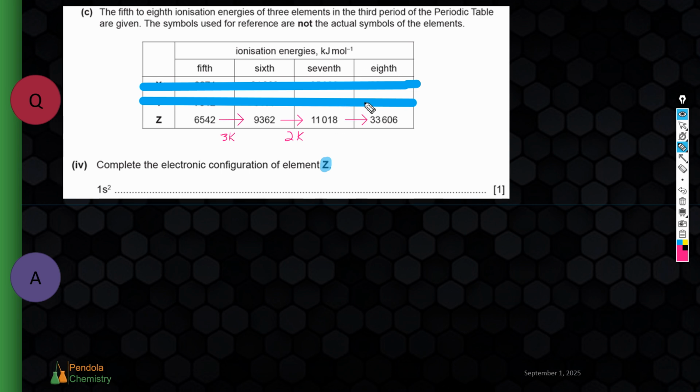Now, from the 7th to the 8th, we have a jump of roughly 22,000, or 3 times bigger. That is a big jump that we usually look for that tells us the number of valence electrons in an element. So here between the 7th and the 8th is where we see that big jump. Because the big jump is between the 7th and the 8th, we're going to look below that, meaning that this element Z has 7 valence electrons in it.